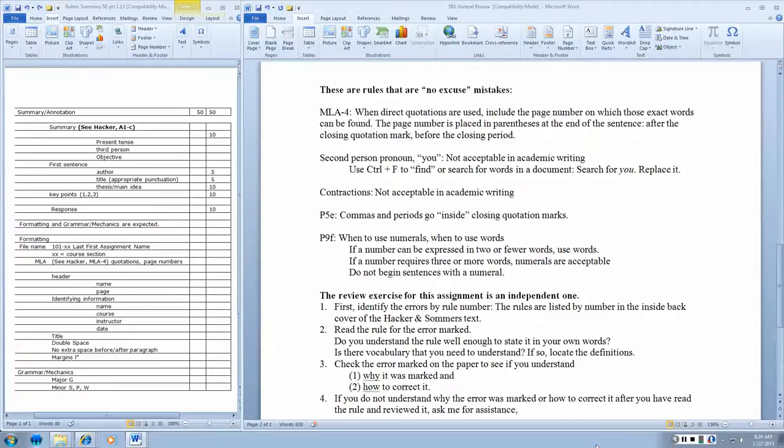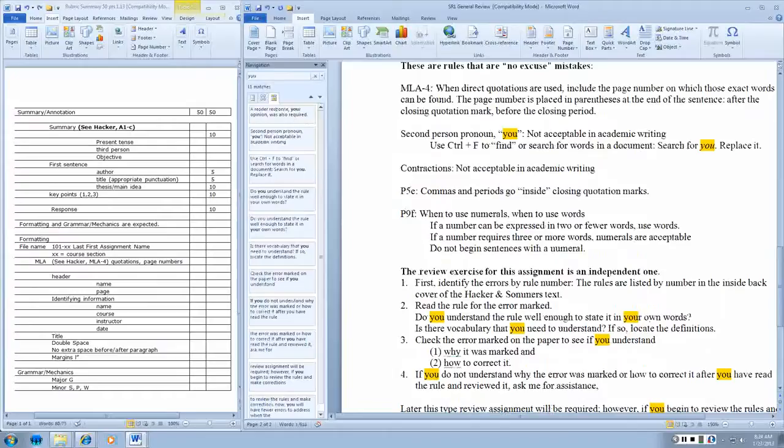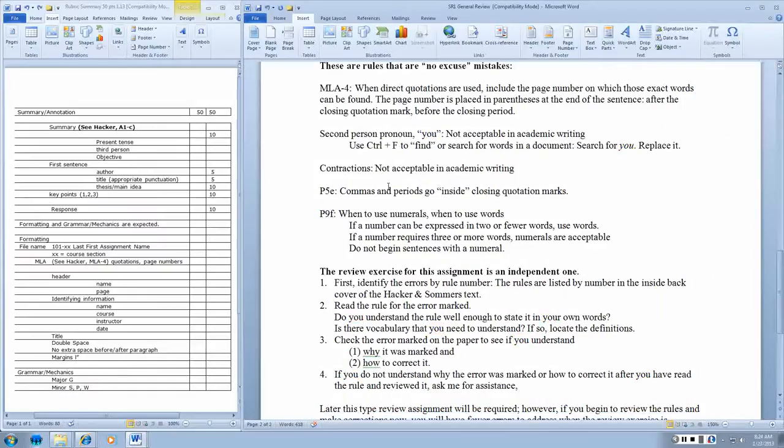It's a search function in Word. Let's see if we can access that now. If I do Control F, then it gives me a search function and I can tell it I want it to find you in my paper. When I do, that's what comes up, so I can go through and correct those errors. Now, Control F is a find function in a Word document. Replace it. If you're not certain how to revise and replace, that's something that we can address, but know that using you in academic writing is not acceptable.